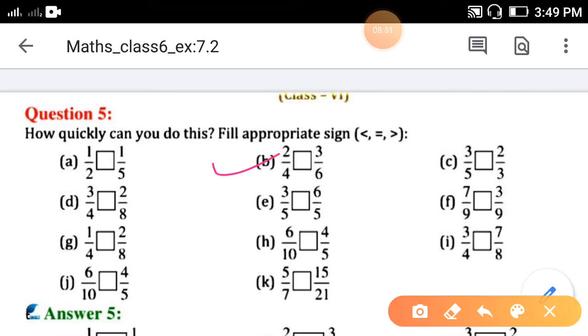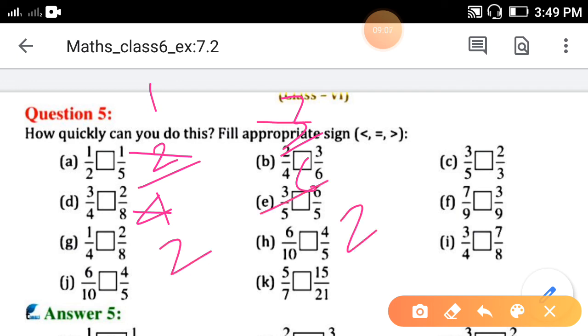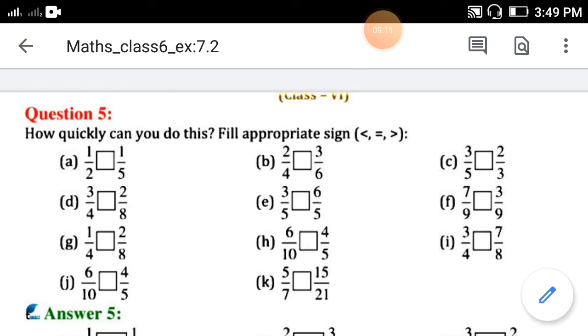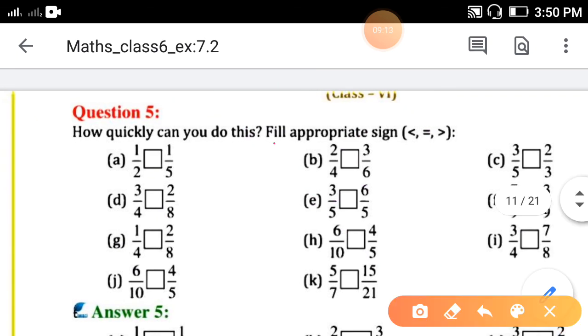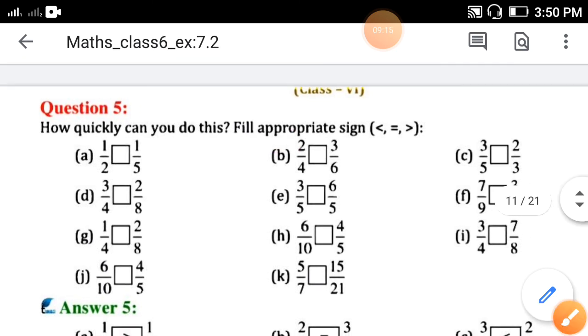Then B, 2 upon 4 and 3 upon 6. Now make it in reduced form. Here 1 2 is 2, 2 1s are 2, and here 2 2s are 4. Here 3 2s are 6. Here we get 1 by 2. So you can see here also 1 by 2 and here also 1 by 2. So both are equal. Here you have to put the equal sign.